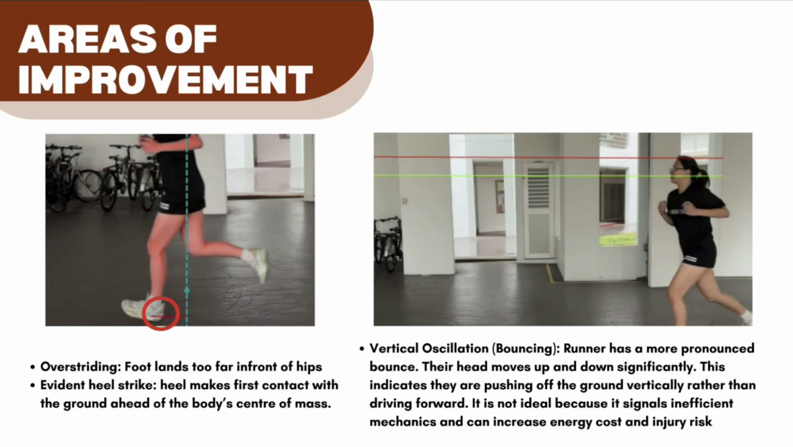Some areas of improvement can be overstriding, where my foot lands too far in front of the hips; evident heel strike, where my heel makes first contact with the ground ahead of the body's center of mass; and vertical oscillation, where the runner has a more pronounced bounce and my head moves up and down significantly. This indicates they are pushing off the ground vertically rather than driving forward, and is not ideal because it signals inefficient mechanics and can increase energy cost and injury risk.